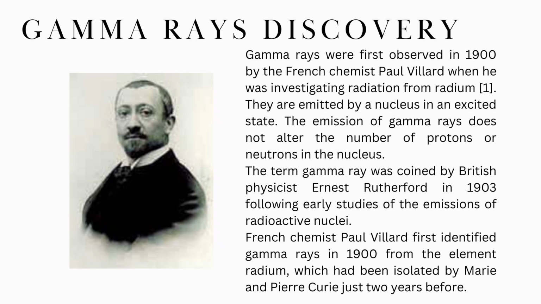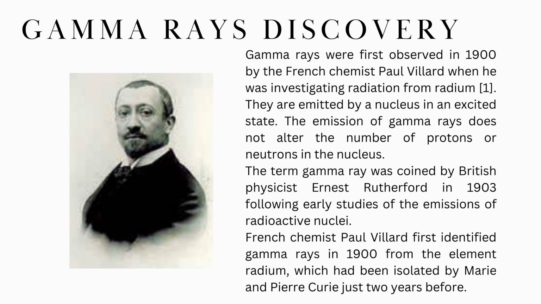Discovery of gamma rays. Gamma rays were first observed in 1900 by the French chemist Paul Villard when he was investigating radiation from radium. They are emitted by a nucleus in an excited state. The emission of gamma rays does not alter the number of protons or neutrons in the nucleus.